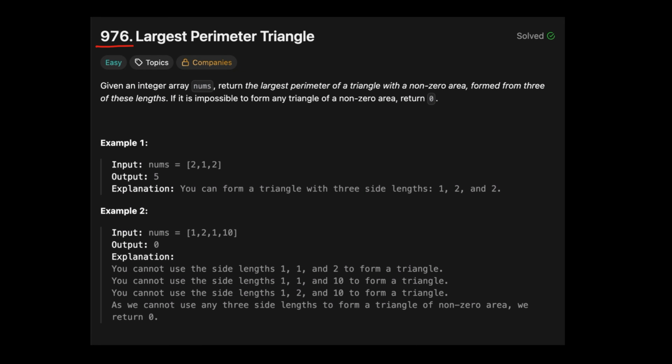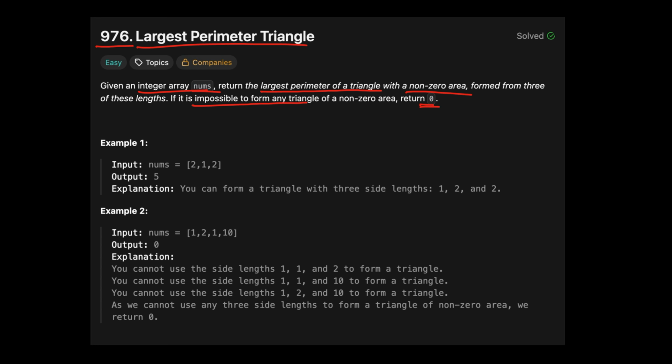Hello everyone. In this video, we'll be solving problem 976, largest perimeter triangle. The problem statement is, given an integer array nums, we need to return the largest perimeter of a triangle with non-zero area, formed by three of the lengths. If it is not possible to build a triangle, then return 0.